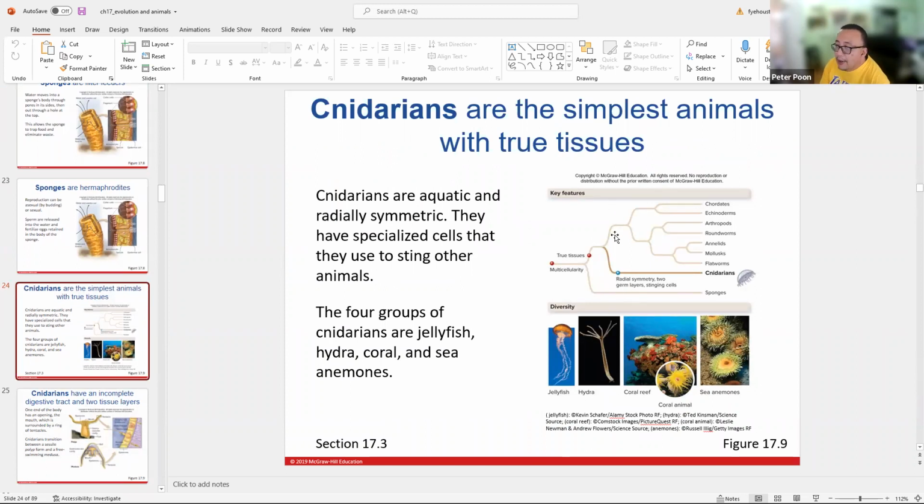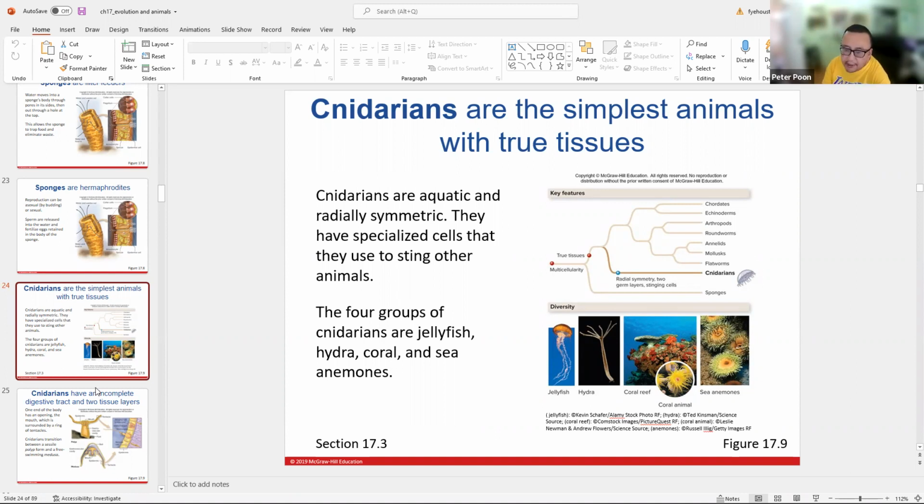The next group have true tissues, and they are radially symmetrical. Radially symmetrical means they're circular. Being circular means they usually have no head. Jellyfishes don't really have a head, stuff like that.